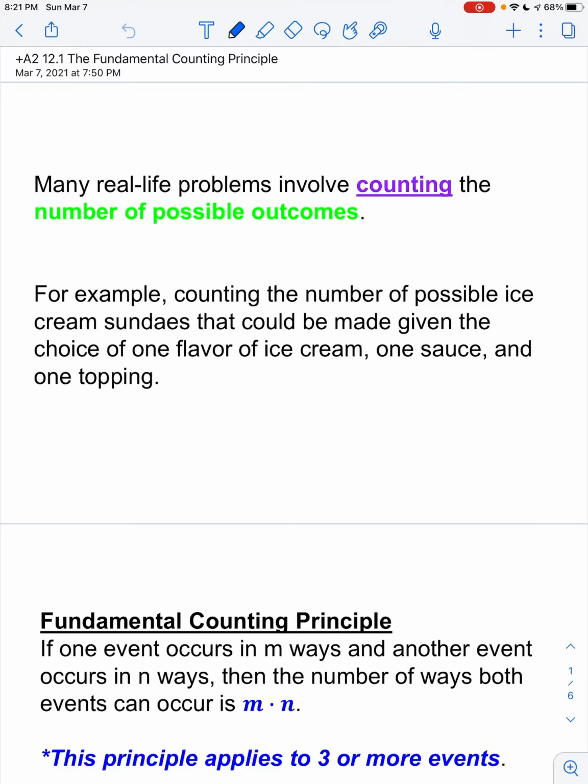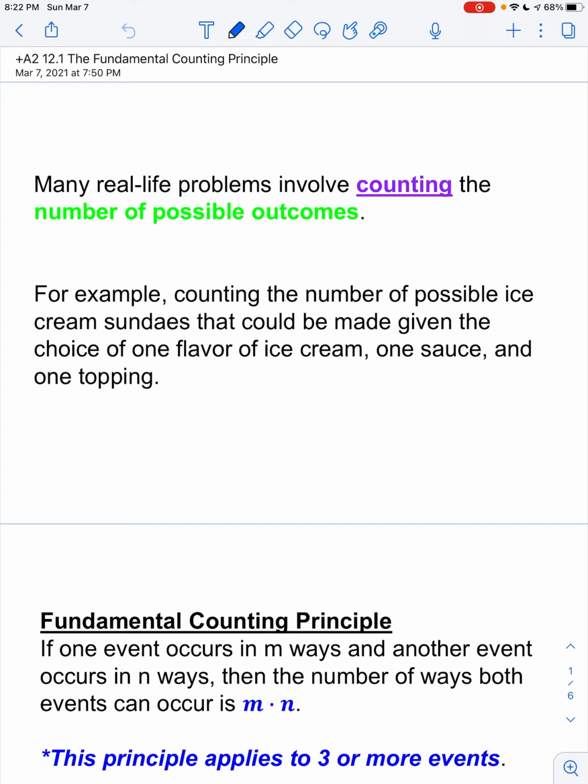This is our e-learning lesson for Monday, March 8th. We are going to begin looking at the fundamental counting principle and how it applies to counting the number of ways we can have an event occur. And I'll explain what that means here below.